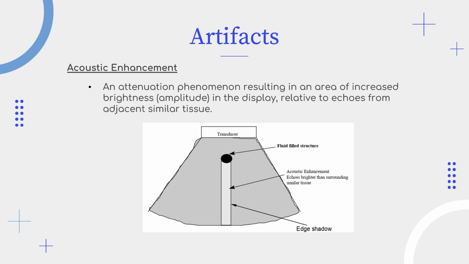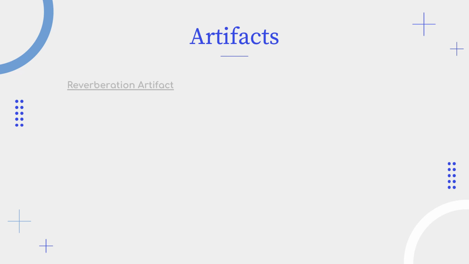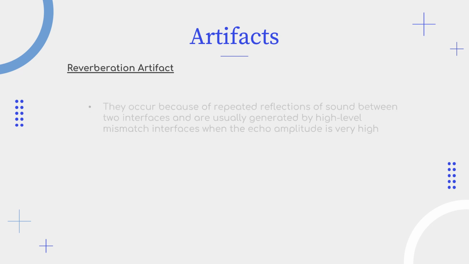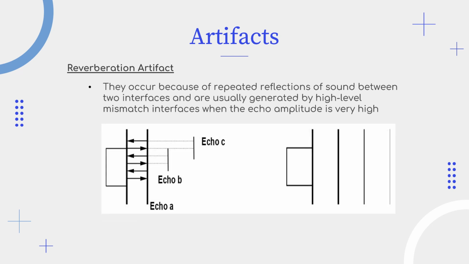Edge shadowing. Commonly seen deep to the edges of rounded structures, when the velocity of sound in the rounded structure is different from that of the surrounding tissue. This results from a combination of reflection and refraction, occurring at the edge of rounded structures. Reverberation artifact. The multiple representations in the display of the same interface. They occur because of repeated reflections of sound between two interfaces, and are usually generated by high-level mismatch interfaces, when the echo amplitude is very high.